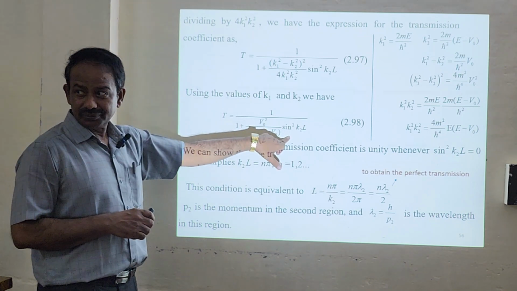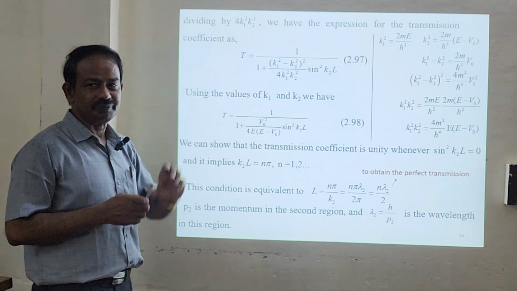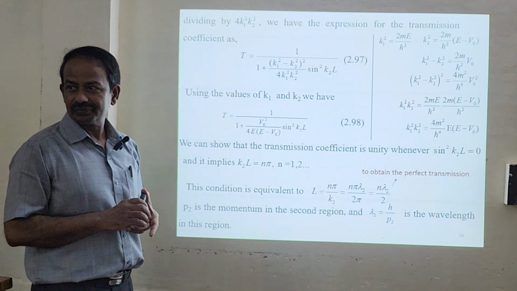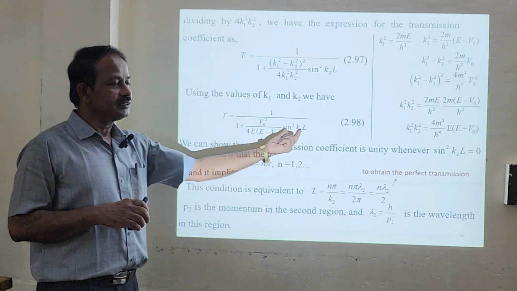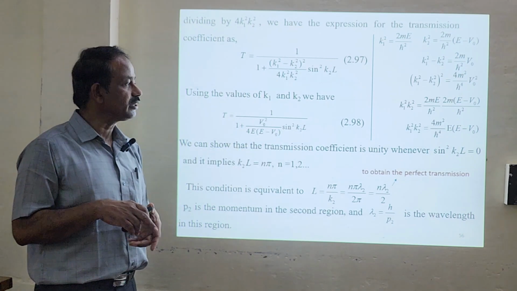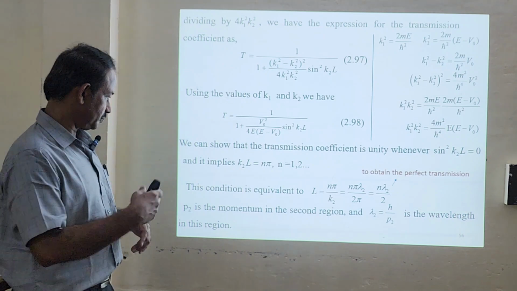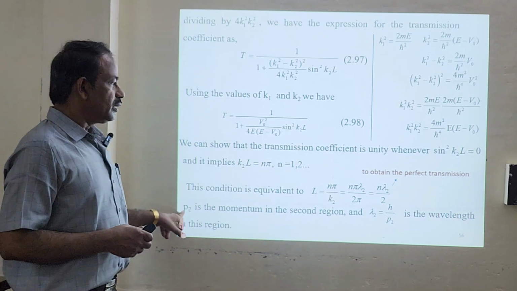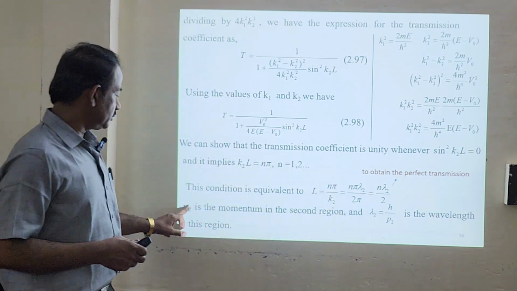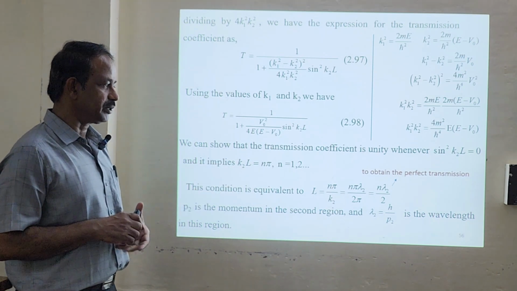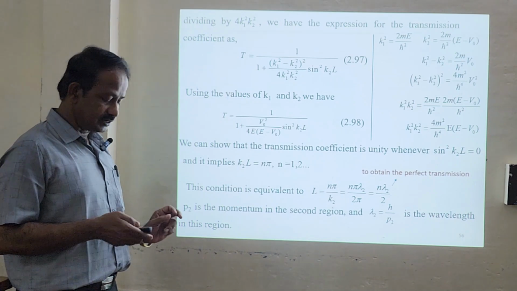This term goes to 0, so fully the transmission coefficient is 1. If the transmission coefficient is 1, it means perfect transmission. That will happen only when the condition k2L equals n pi is satisfied. So this is what constructive interference means. And of course lambda2 falls in the second region, so that's why we write lambda2 equal to h divided by p2. It's the wavelength in this region.